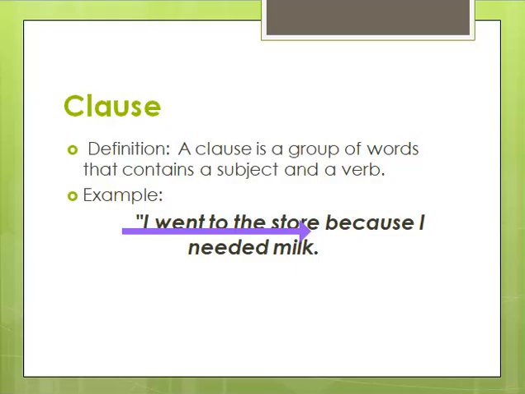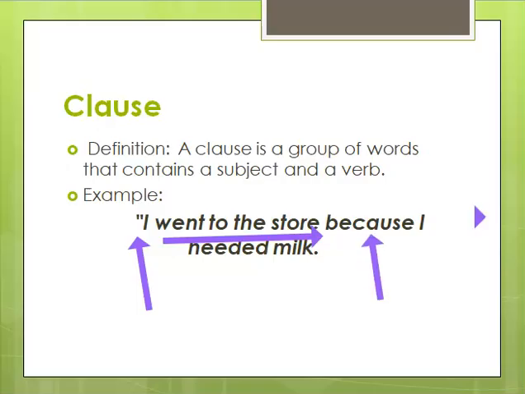Now in this statement, I is the subject and went to the store is the predicate. Because is the subordinate conjunction, and again I is the subject and needed milk is the predicate. So a clause is a group of words that contains a subject and a verb, a predicate of its own.